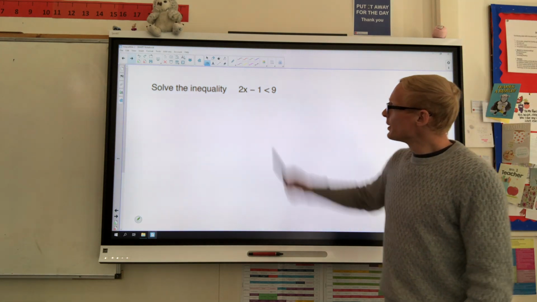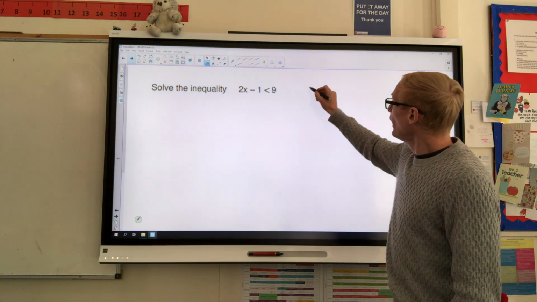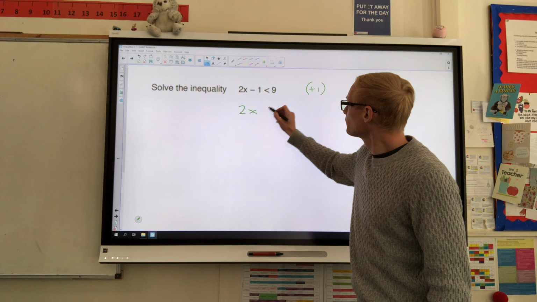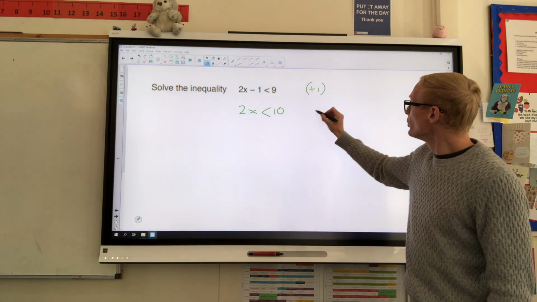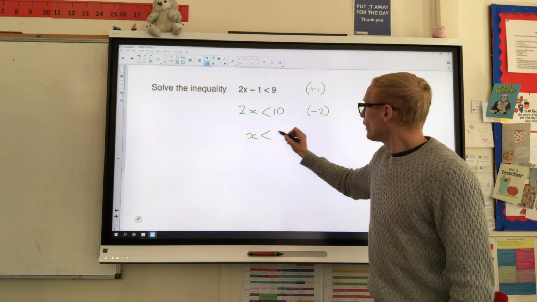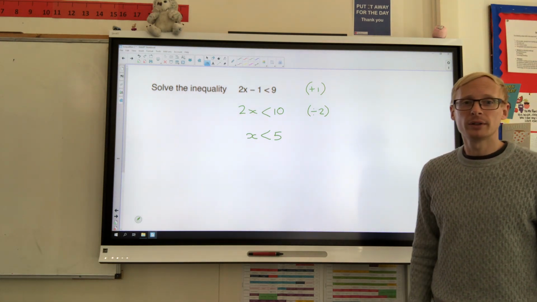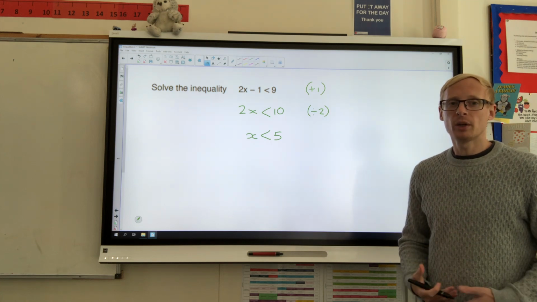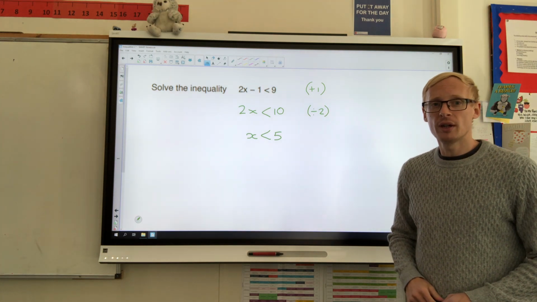So when I look at something like this, I solve that as if it was a normal equation. I look at that -1 and I want to add 1 to both sides. And then I'm looking to get x on its own, so I'm going to divide by 2. And I'm left with that. So x is less than 5, and that would be my answer. Okay, there's no trick to this. It is just simply solving it as if it were an equation. Okay, leave the symbol where it is, and then solve it like that. Okay, so copy that one down.